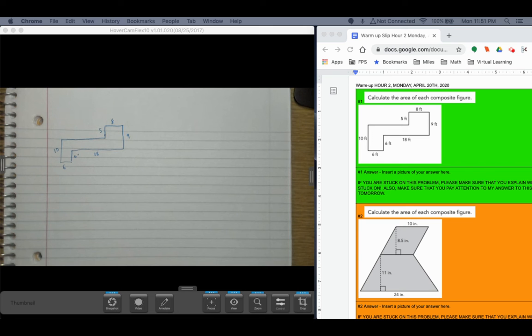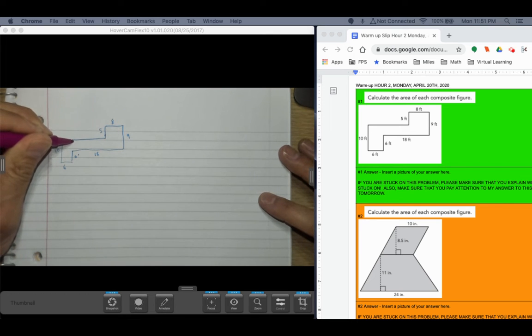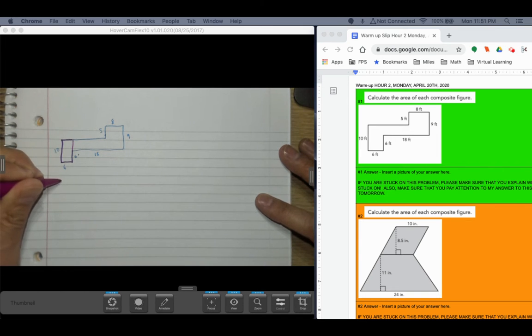All right, so for the warm-up from yesterday, the first composite figure is this, and this is made up of rectangles. There's different ways to solve this problem where you could still have a correct answer, and I'm going to solve it one way. The first thing I'm going to do is solve this rectangle right here. This rectangle is 6 by 10. And rectangles, remember the area of a rectangle is length times width. So 10 times 6 is going to be 60 for that portion right in there.